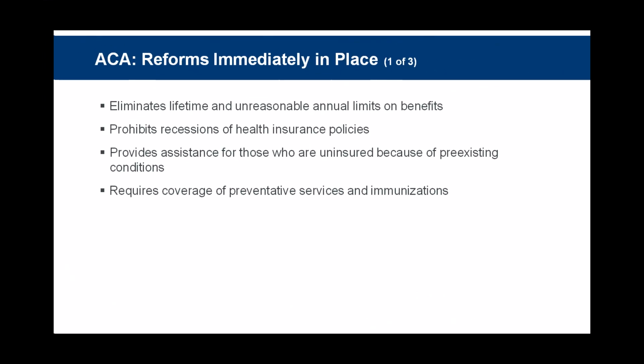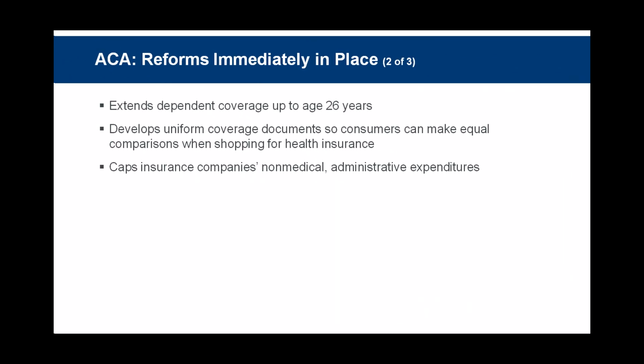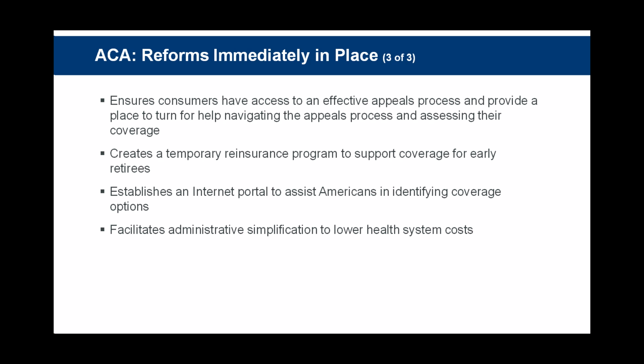Upon its passage, several reforms took effect right away: elimination of lifetime and unreasonable annual limits, prohibition of policy rescissions, ensuring insurers don't drop people unfairly, coverage for pre-existing conditions, free preventive services and immunizations, extended dependent coverage up to age 26, uniform coverage documents, simplifying comparisons, caps on non-medical administrative expenditures, improved appeals process, reinsurance programs for early retirees, internet portals for coverage options, and administrative simplification to lower costs.